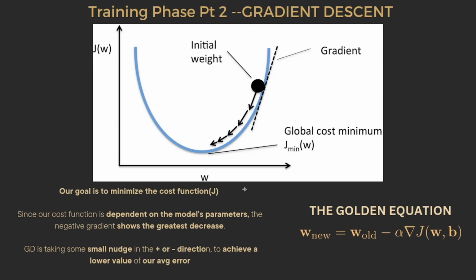Then we get into gradient descent. Now, if you haven't taken calculus, this can be a little hard to understand, but basically the gradient shows the direction of greatest increase. Basically, where our point should go to show the greatest increase on a function curve, right? Now, if our goal is to minimize the cost function J, what we can do is take the negative gradient, and that shows which direction is the greatest decrease.